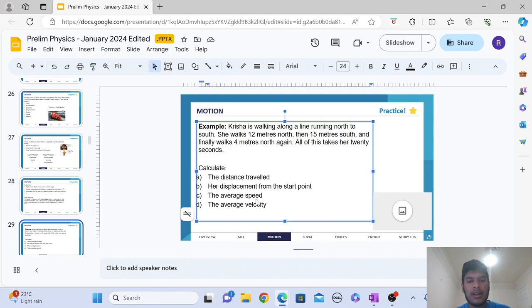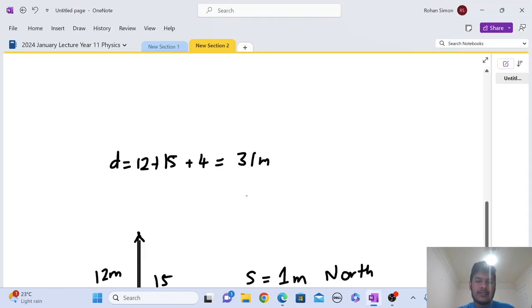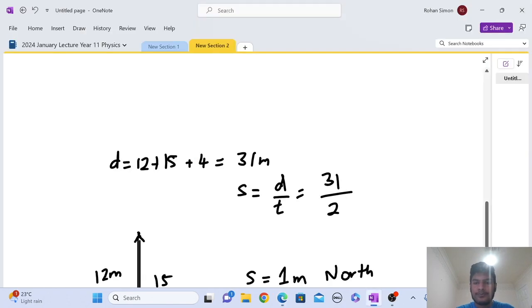If we're asked for the average speed, remember speed is dependent on distance. Speed is a scalar quantity, so it's dependent on distance. So speed is distance over time. In this case, it's a distance of 31 meters over the time of 20 seconds. That's what's given in the question.